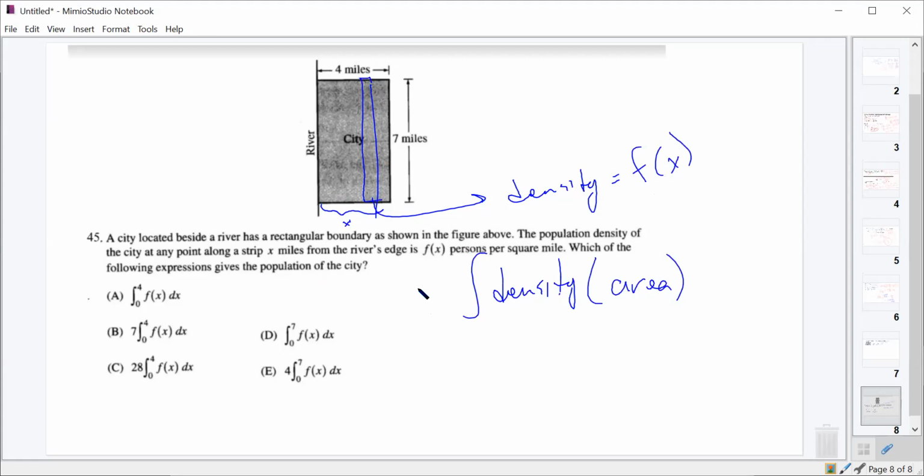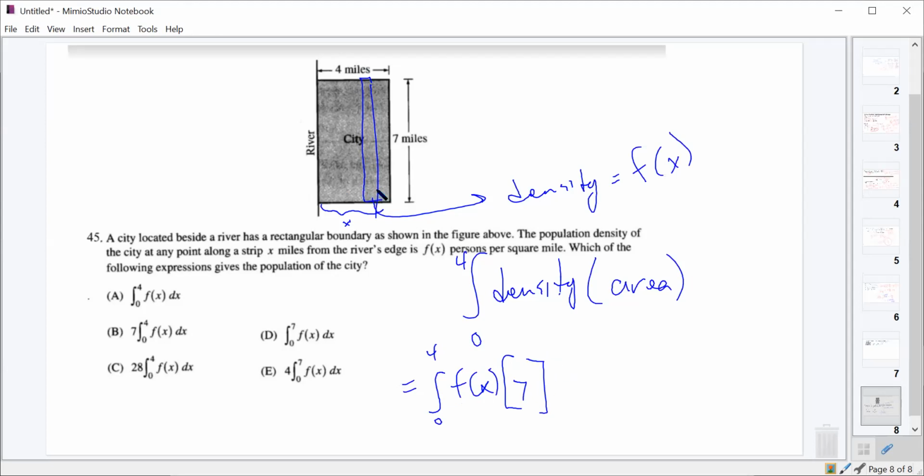And we want to integrate that from 0 to 4 miles from the city's edge to add up each of these little tiny, very thin strips. And so, as we said a minute ago, our density is just f of x. Our area is the length of the strip, which is 7, times the width of the strip.